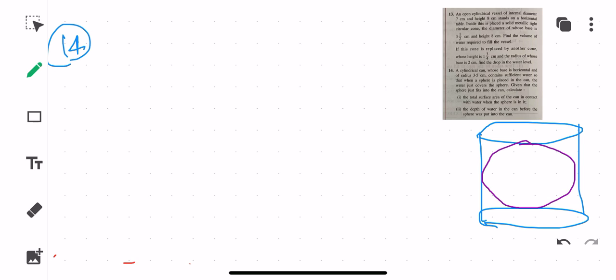Now what do you have to find out? You have to find out the TSA of the can in contact with water when the sphere is in it. So the TSA of the can you have to find out. So what is the can, children? This is the can that we are talking about, the outside can. Now you have to find out the surface area which is in contact with the water when this particular sphere is inside.